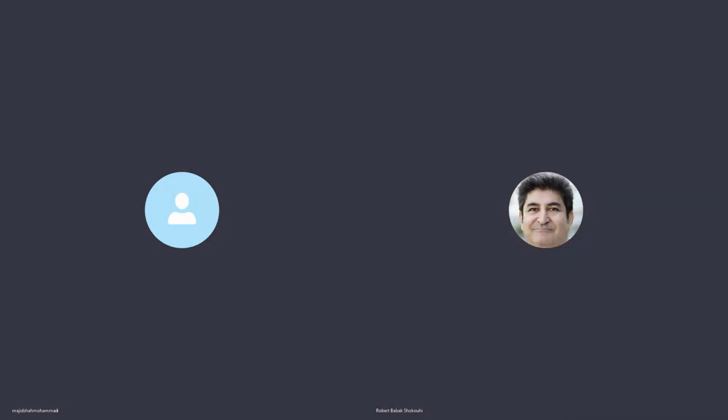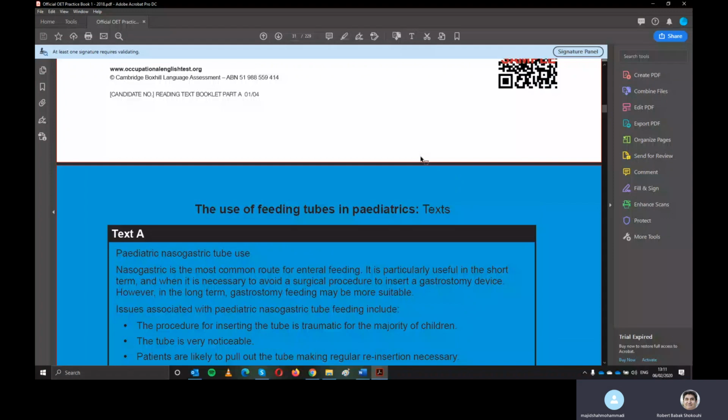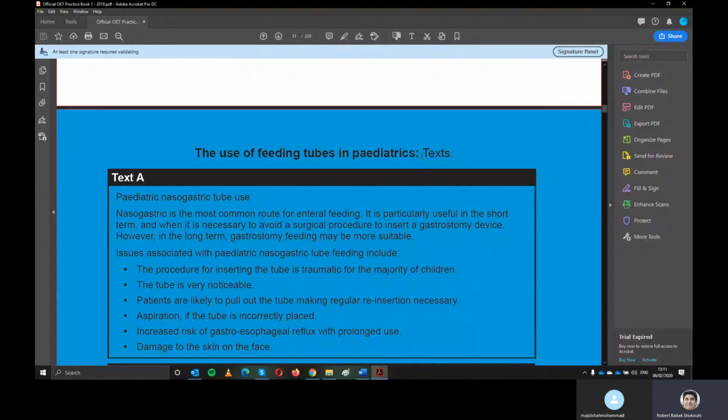Okay. So the first thing we do is to survey the text. This is how I survey. I say the use of feeding tubes in pediatrics. So feeding tubes, pediatrics. These are the main words. Text A is the most common route.